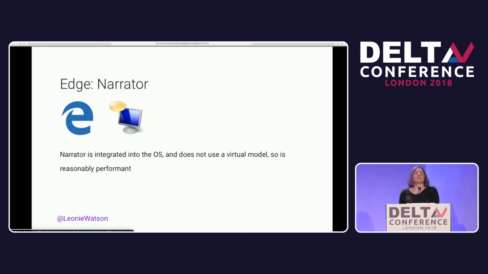It's worth mentioning Narrator, the integrated screen reader on Windows. It doesn't use a virtual model either, but of course it helps when the screen reader, the OS, the API, and the browser are all developed by the same organization. They have a much more closely knit working arrangement. And so for the moment, Narrator is actually, despite the limitations of having to use out-of-process communications, extremely performant with Edge.